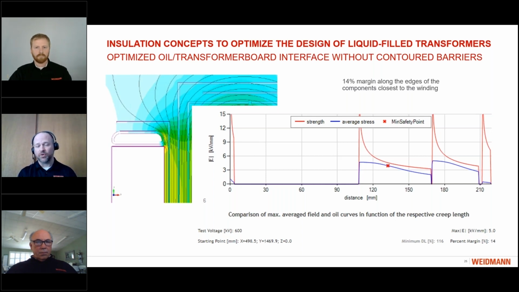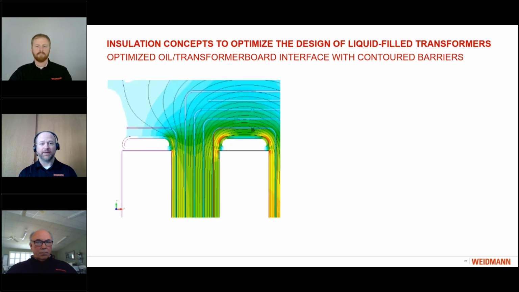And in this case, it's quite a low number, 14%. It's not negative, but it's still a low number, telling us that there is risk of creep accumulation along the surface of those pieces of insulation. Next slide, please. Now, what we've done is replace the sharp 90-degree interface of those insulation components with what is called a contoured piece of insulation.